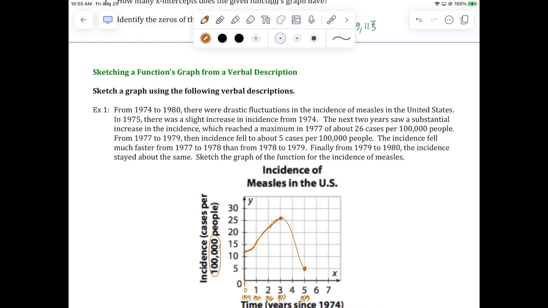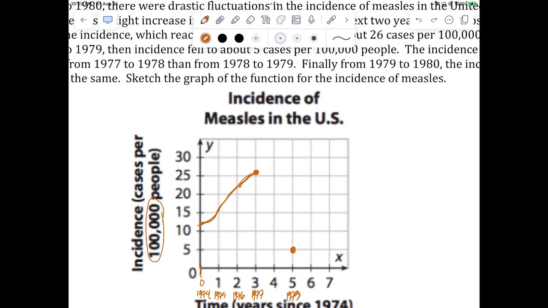The incidence fell much faster. Oh, there's the next part. It fell much faster from 77 to 78. So let's go back and erase that. I didn't read that part. It fell much faster from 77 to 78. So I'm going to come down really fast here, like still curving down like a frown, and then somewhere there, I'm going to curve it back the other way. So we really have curvature. There's curving upwards. Here's curving downwards. And then it curves upwards again.